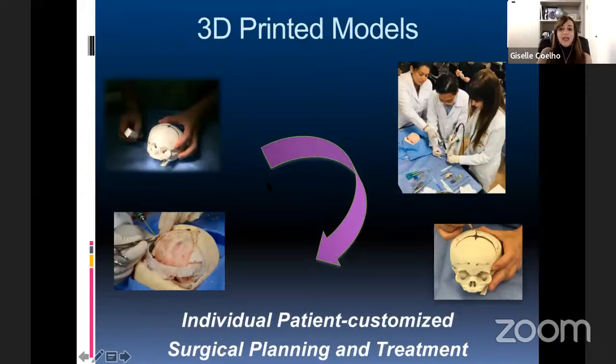We thought this really works for trainees because it's possible to verify the reduction of the learning curve. We also created individual patient-customized surgical planning, especially for challenging or complex cases, or for cases that we need to discuss in a multidisciplinary discussion with the plastic surgeons, for example.